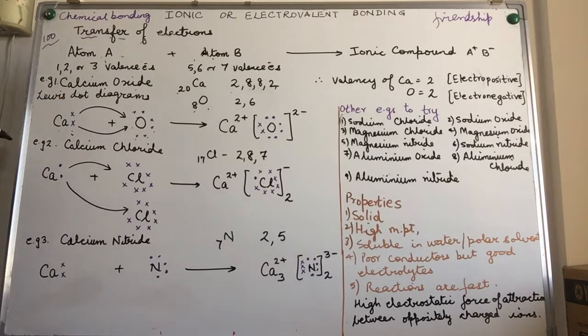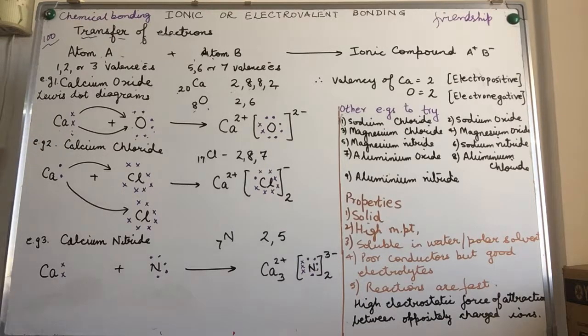Now, just to clarify here, crosses and dots don't mean that the electrons of the two atoms are different. No, electrons of all elements are the same. It is just for clarity that we try and denote it by different symbols so that it's easier for the students to understand. While you are writing, you can also represent it the same way.